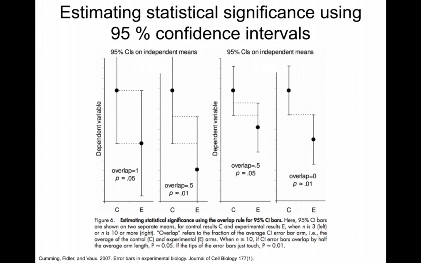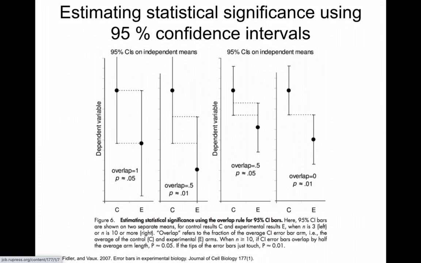This figure is from the Cumming et al. 2007 journal article on error bars in experimental biology. The link is down here at the bottom of the slide, and you can click on that link to go directly to the paper that this figure comes from.